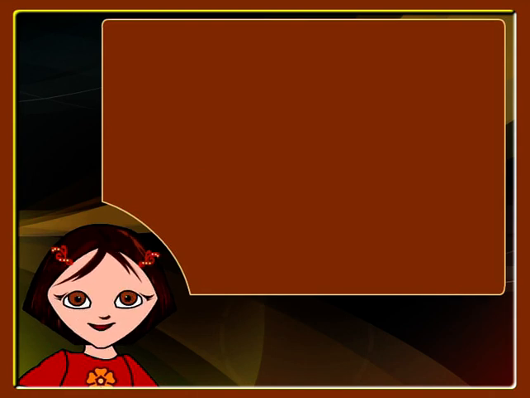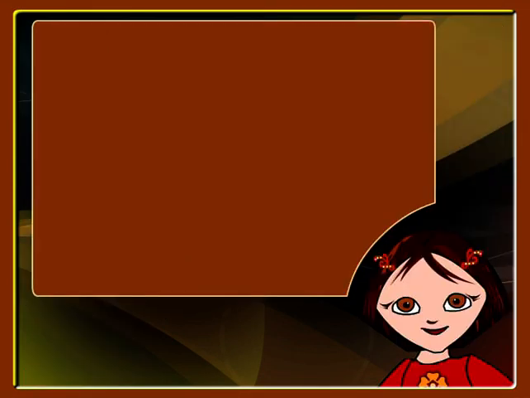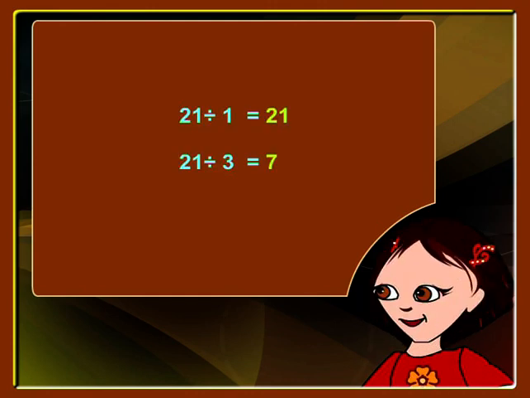Another number we can take as an example is 21. We try to divide 21 starting with 1 and then every subsequent number like 2, 3, 4, etc. from the number line. We find that 21 divided by 1 is equal to 21.